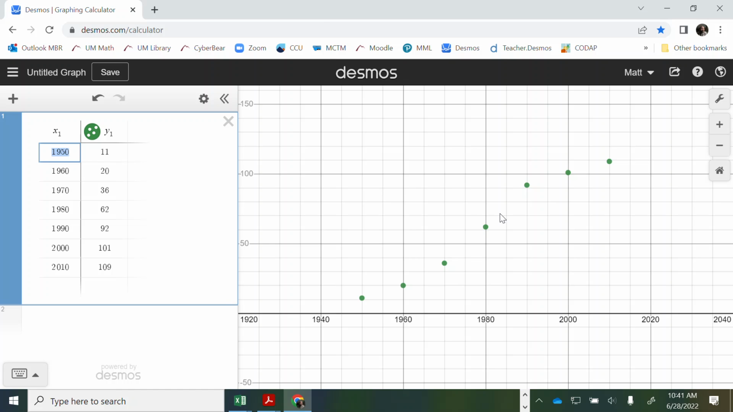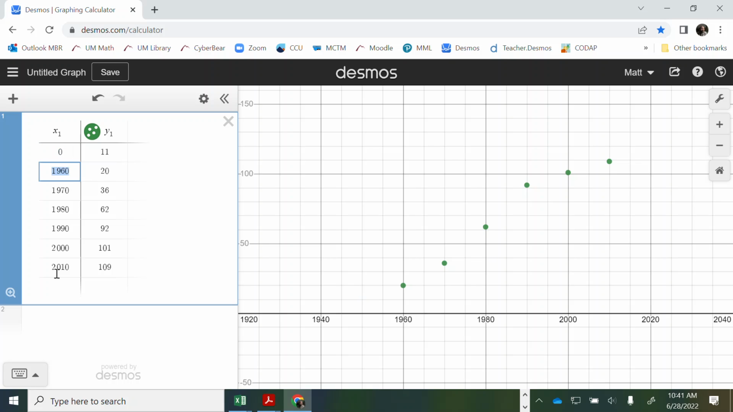There are a few things I could do right now. I could adjust the x values such that 0 would be 1950. The reason I might think to do that is because these are fairly large numbers. It might simplify the function quite a bit if I adjusted that, so I'm going to go ahead and do that.